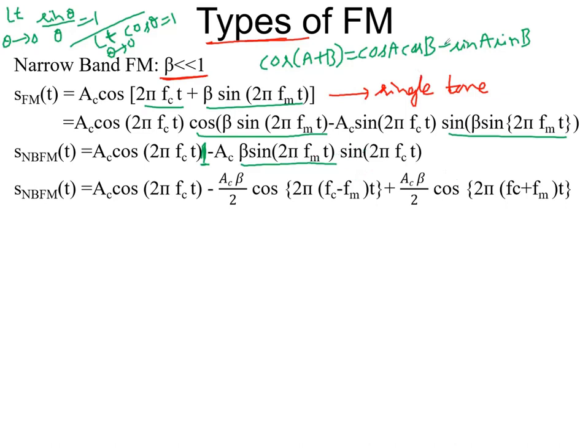Why? Because cos a plus b is cos a cos b minus sin a sin b. Cos a minus b is cos a cos b plus sin a sin b. Whenever you subtract cos a plus b from cos a minus b, you are left with 2 sin a sin b, or sin a sin b is half of cos of a minus b minus half of cos of a plus b. That's why minus of minus becomes plus, and you are left with Ac beta by 2 on both sides. Cos of a minus b, here a is the highest point, 2 pi fct, the carrier frequency, the lowest one is 2 pi fmt. That's why you are arriving at this equation.